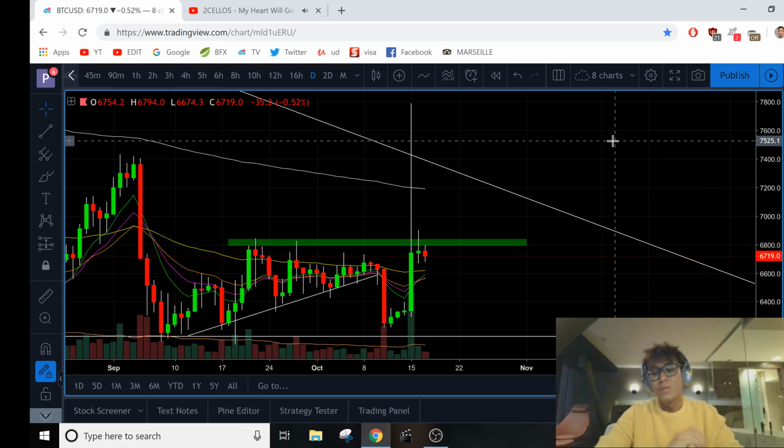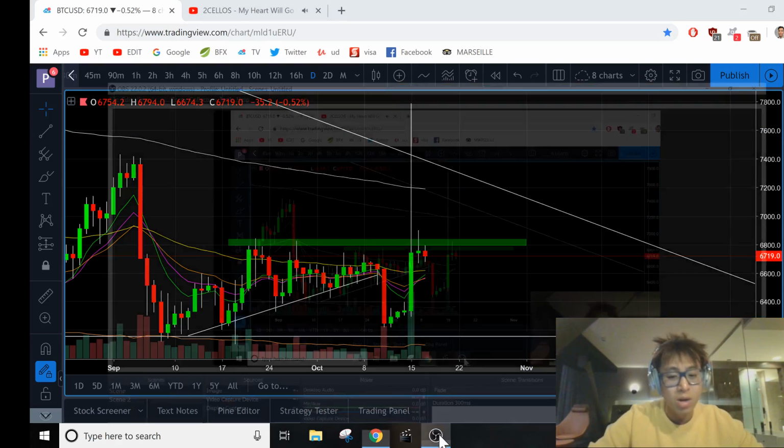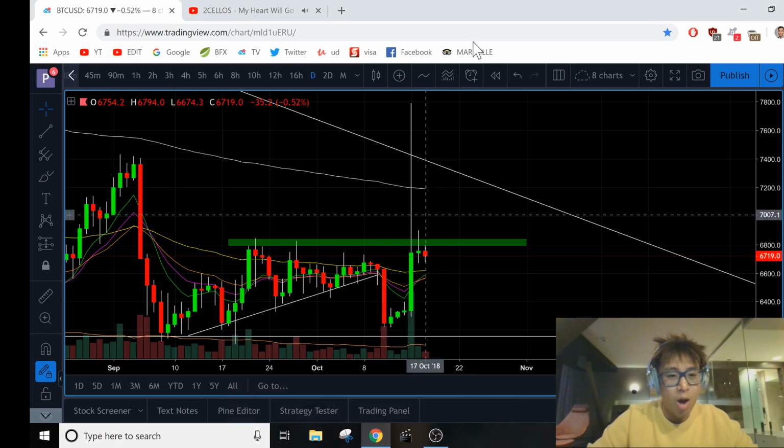So anyways, to get the fundamental arguments out of the way, now let's talk about Bitcoin, and let's also talk about how we ended up getting this really long bull wick.